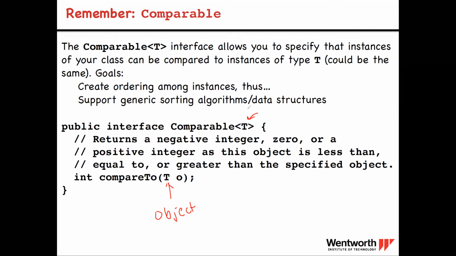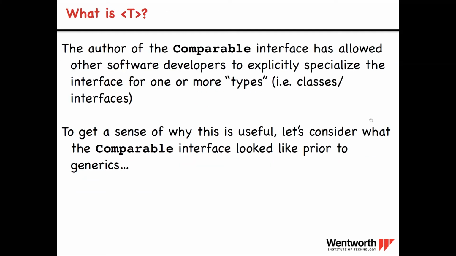This generic gives us the ability to create something that anybody can use for any purpose without having to use any of that instanceof stuff. So the author of Comparable, whoever that was when they were first writing some of this code for Java, allowed us to explicitly specialize that interface for whatever we wanted it to do. They didn't lock us into Object, which would work, but would mean a little bit more work for us.